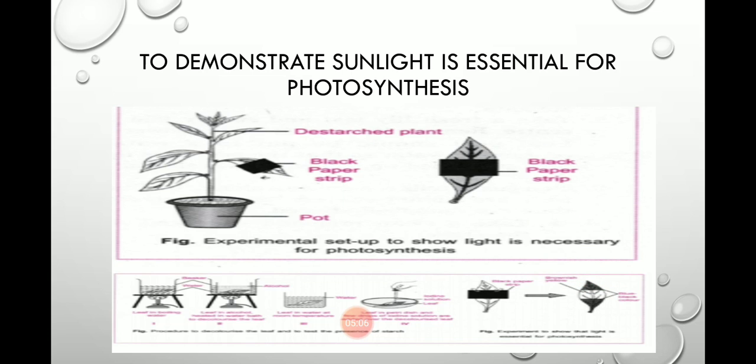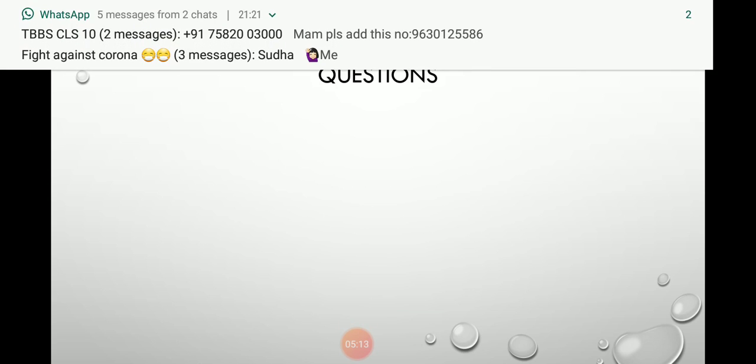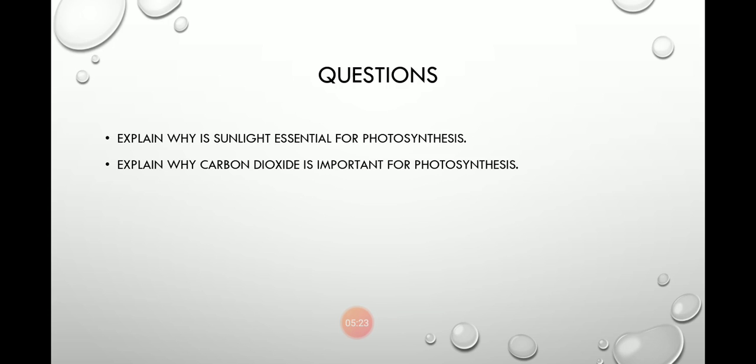With this, we end the topic of this video. Hope you all understood these things. A few questions are given here which the students need to answer. First, explain why sunlight is essential for photosynthesis. You have to write it in an experimental method. Another is, explain why carbon dioxide is important for photosynthesis.